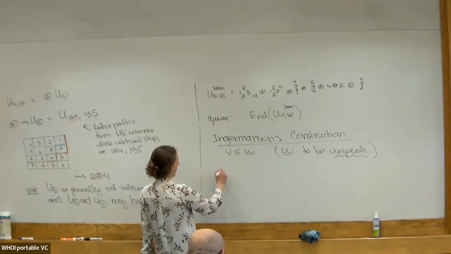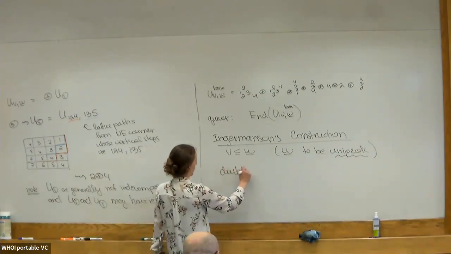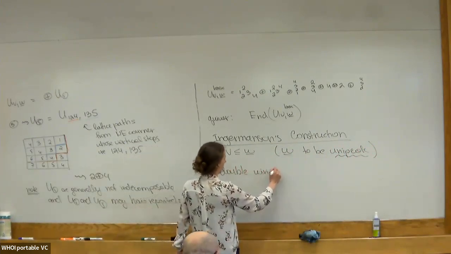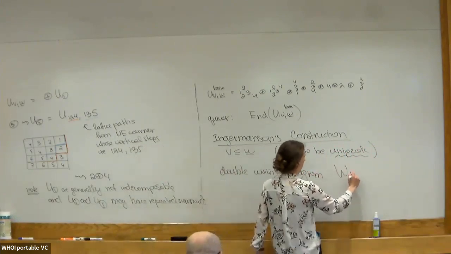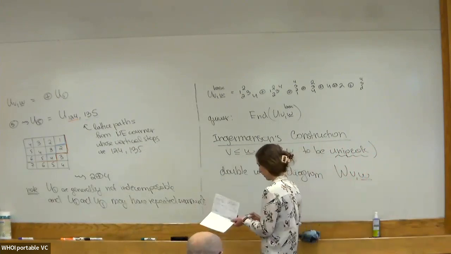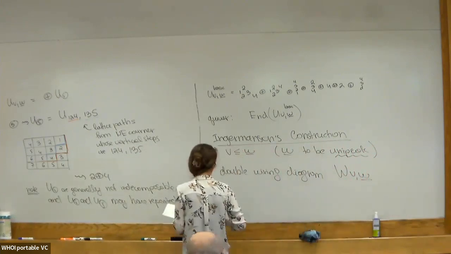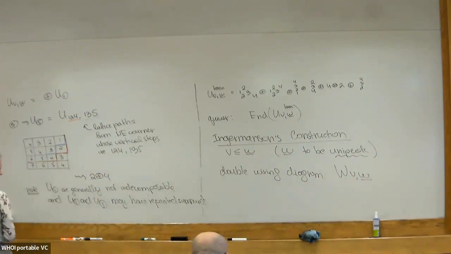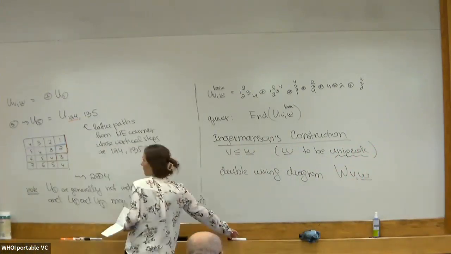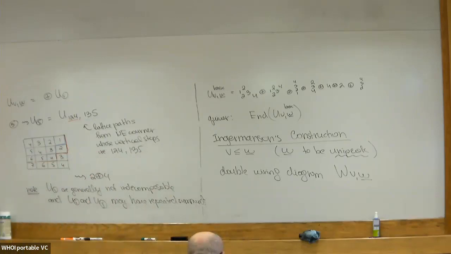And what you do is you create what's called a double wiring diagram out of here. Okay, so let's do an example. This is the same W I had for Leclerc, but I'm going to explain to you how to construct this double wiring diagram.